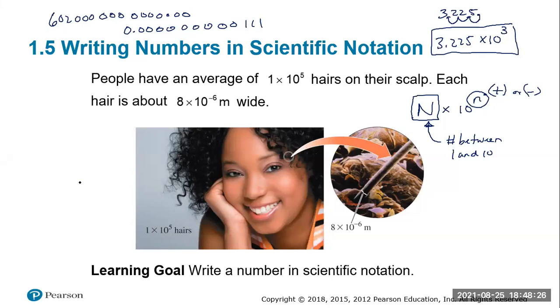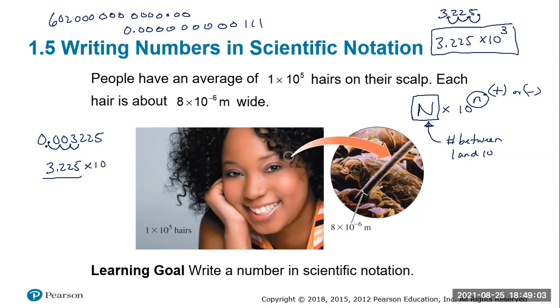Now, if you had a smaller number, like 0.003225, my decimal point is here. If I go 1 place, that is 0.03, which again is not a number between 1 and 10. If I go 1 more place, that is 0.3, which again is not between 1 and 10. One more spot, and I end up with 3.225, which is a number between 1 and 10.